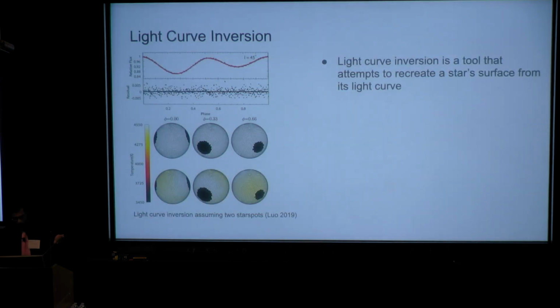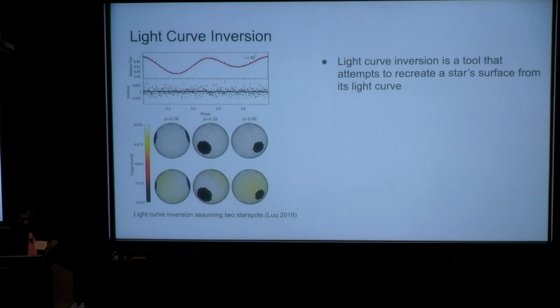Light curve inversion is a tool that attempts to recreate a star's surface from a light curve. The advantage of this is that all it requires is a light curve, which is relatively easy to obtain. It's easier to get than directly imaging the surface of a star. This is really good because we have a lot of light curve data, and we will also obtain a lot of light curve data in the future, so we can do this with all of that.